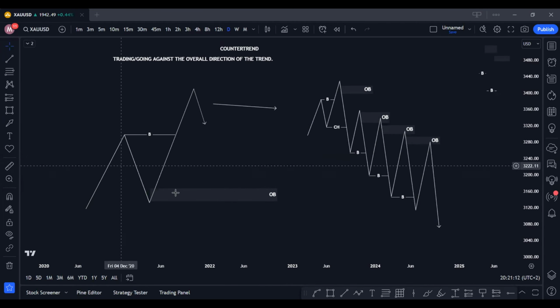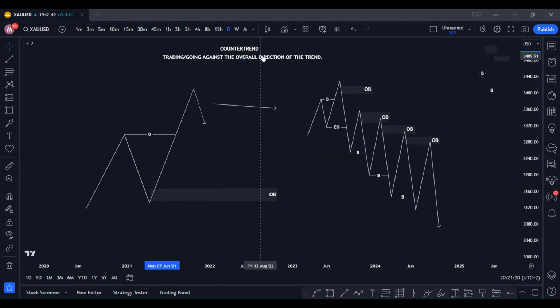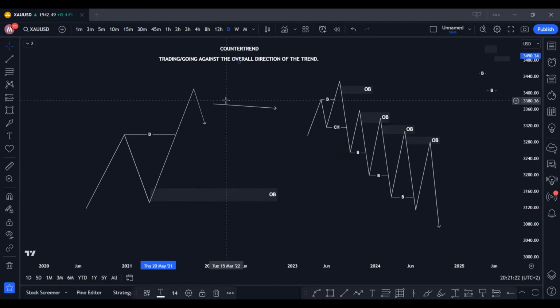So this is your higher time frame. This is your higher time frame analysis, and price is currently ranging here. Okay, so now you're looking for your counter trend trades. Your counter trend trades is trading or going against the overall direction of the trend. Okay, so the overall direction of the trend is a bullish trend. Okay, now you're looking for your selling opportunities to your order block entry here on your higher time frame.